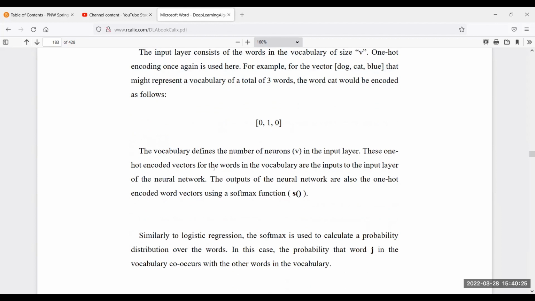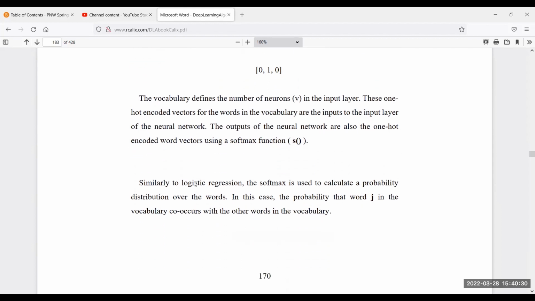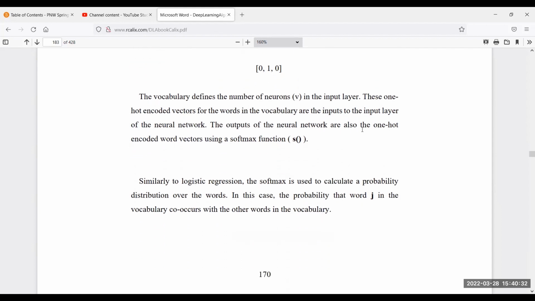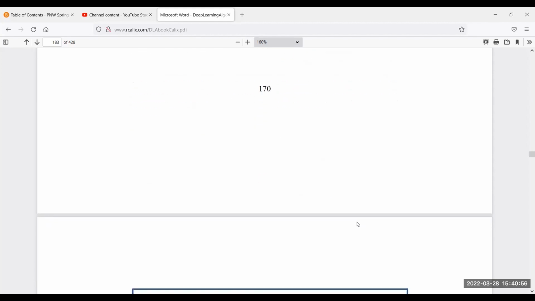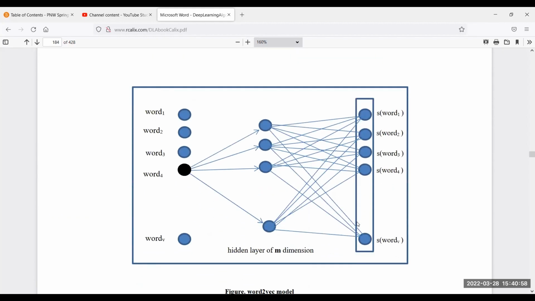These one-hot encoded vectors for the words in the vocabulary are the inputs to the input layer of the neural network. The outputs of the neural network are also one-hot encoded word vectors, but this time using a softmax function. Similarly to logistic regression, the softmax is used to calculate a probability distribution over the words. Basically, in this case, the probability that word J in the vocabulary co-occurs with other words in the vocabulary itself.